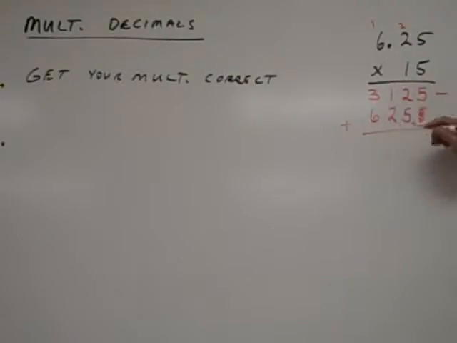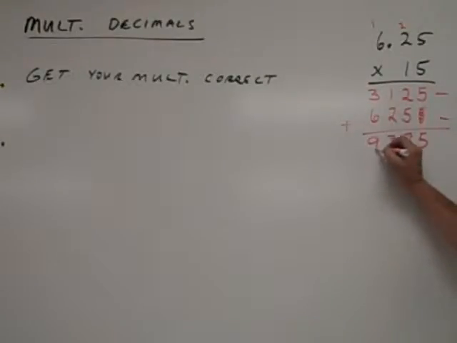Now let's do our addition down here. 5 and squiggly is 5. 2 and 5 is 7. 1 and 2 is 3. 3 and 6, 9. Now we have done our multiplication correctly. So we come to our second step.